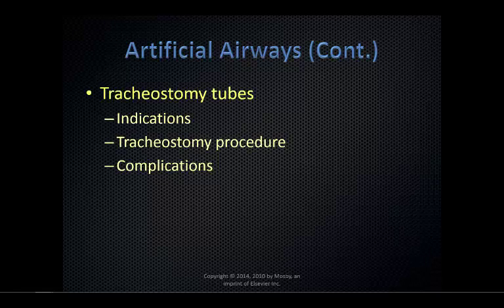Now, if an airway is not able to be established, then we would perform a different type of procedure called a cricothyroidotomy, a little bit different than a tracheostomy. This is performed by someone who's experienced, usually either surgery or anesthesia. And this is basically a damage control type of procedure.